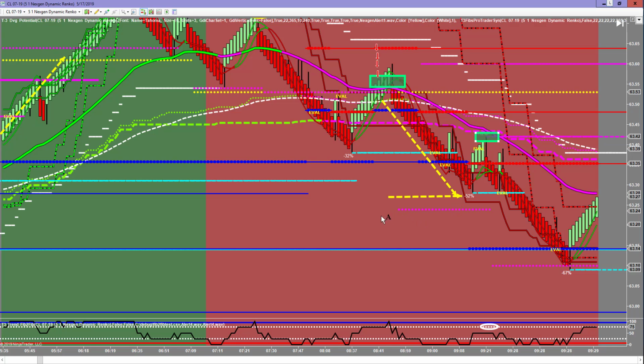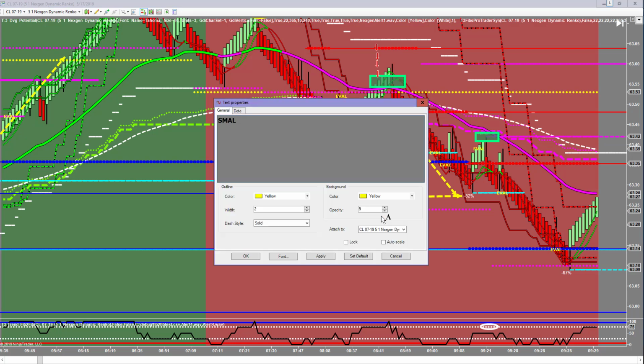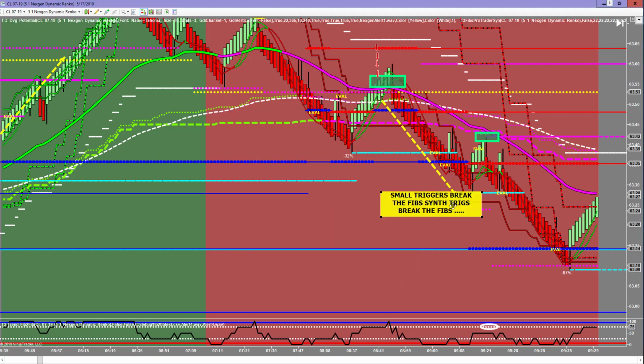but visually it's a pretty easy read, isn't it? Small triggers break the fibs, synthetic triggers break the fibs. We're going to the next fib traditionally. That's the criteria: you have a fib and then it breaks and then you're going to keep going. Is that pretty clear? I want everything to be very clear and very obvious.